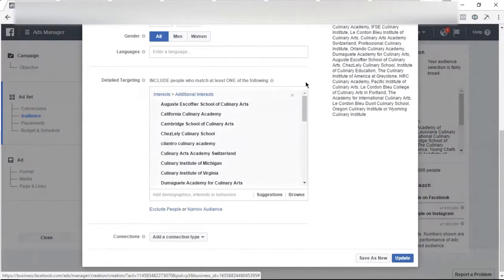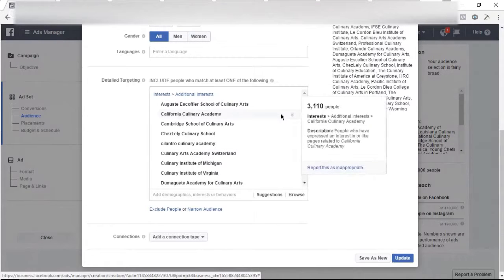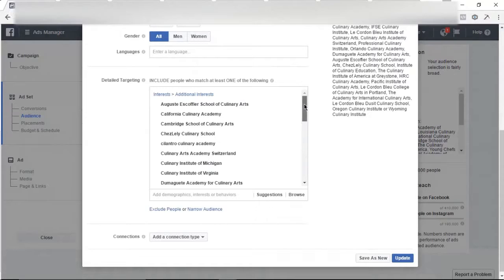But for here, for instance, like I said, I bundled them all together because they have small audiences, and I didn't want to set up campaigns just for 3,000 people, right? So this is what I used.